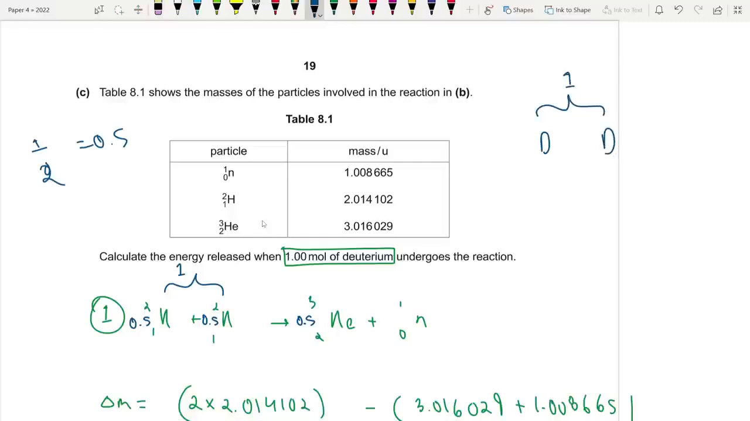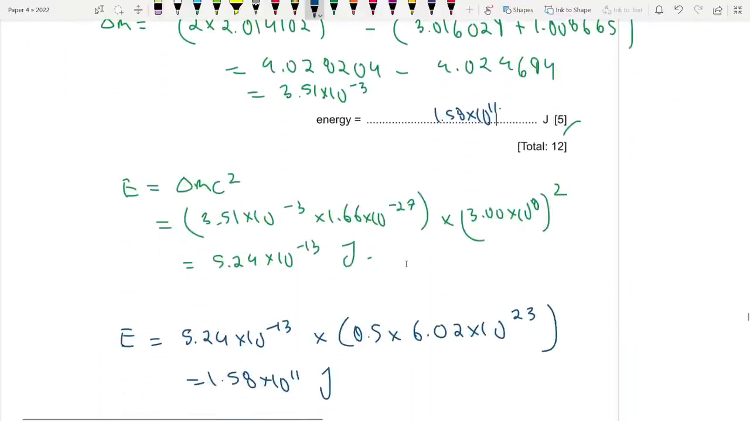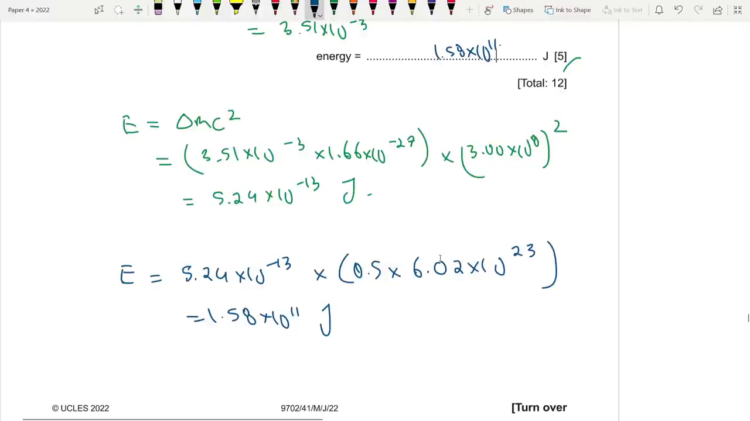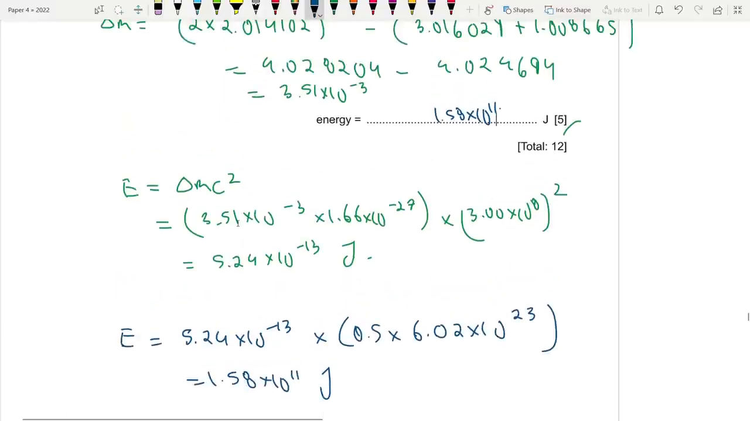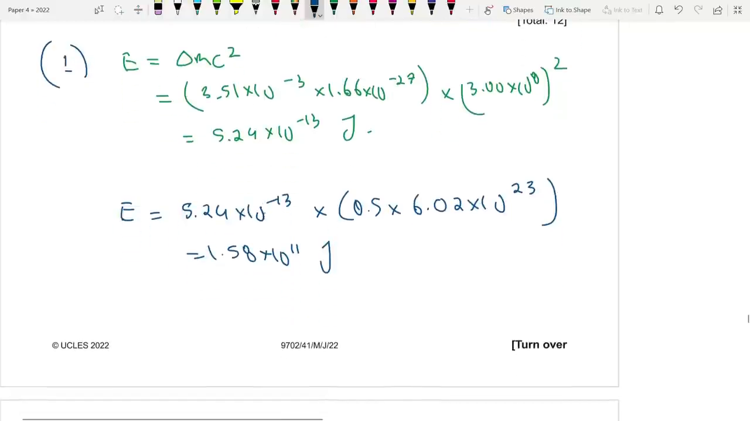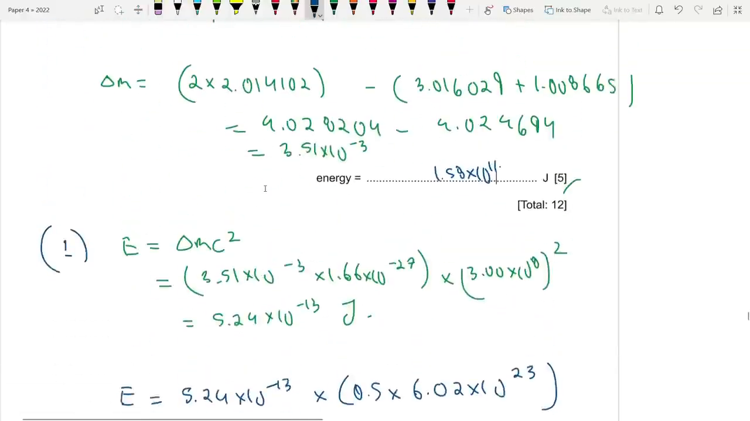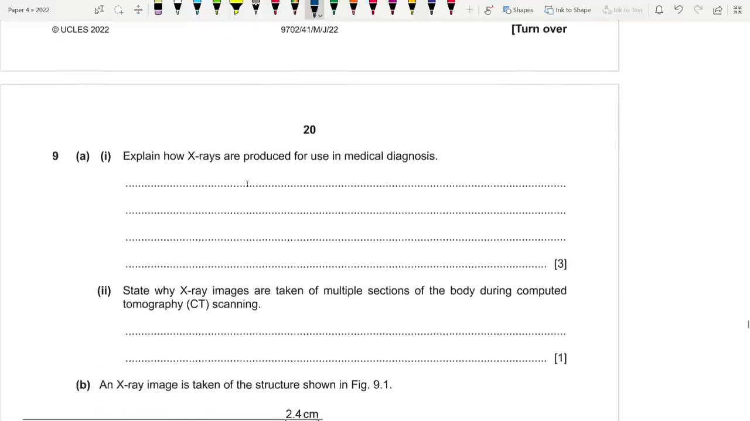One combined, so to react them equally we are going to react 0.5 of each, right? So according to the molar ratio, we are also getting 0.5 moles of helium. That's why I multiplied 0.5 into Avogadro constant to find the number of molecules of helium which were formed into the energy for 1 helium atom produced. That's it, 1.5 into 10 power 11. That's all, guys. Okay, that was tricky.